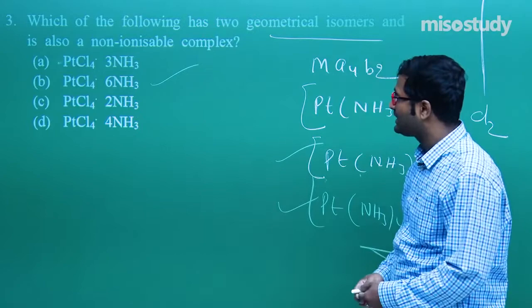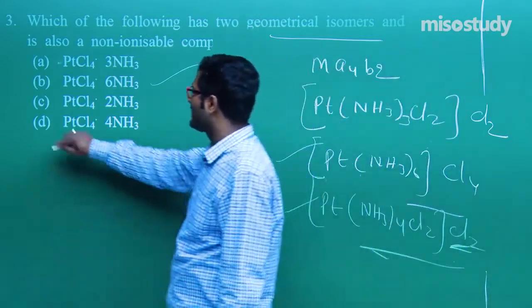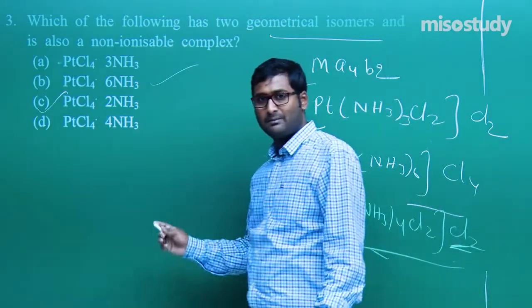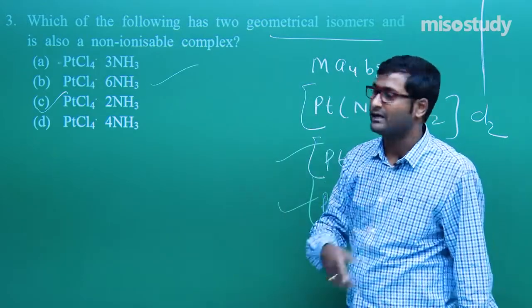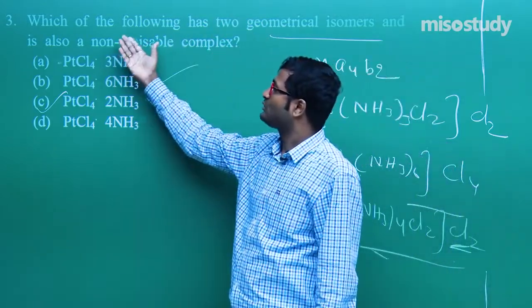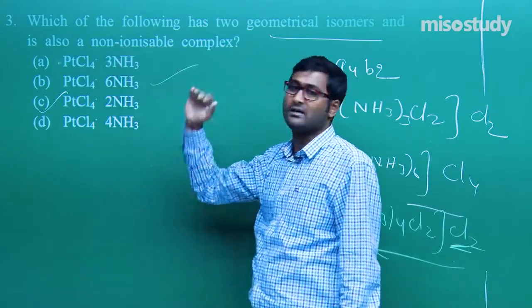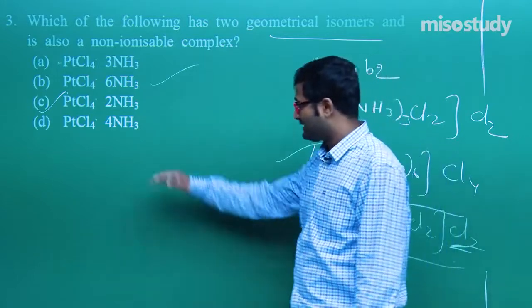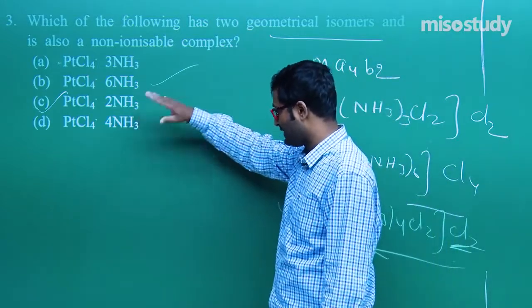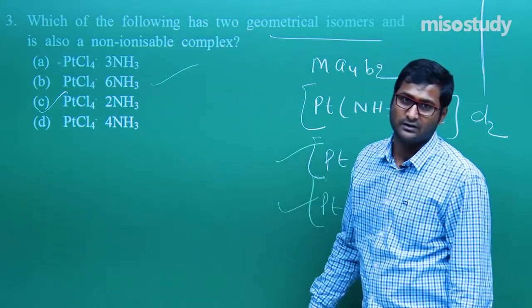So in this case, what is the correct option? C is the correct option. Clear to you? What I'm telling is that we have to check two things: not only geometrical isomers, but also that the complex is non-ionizable, that is, no presence of charge. So this option satisfies the whole criteria for this question.